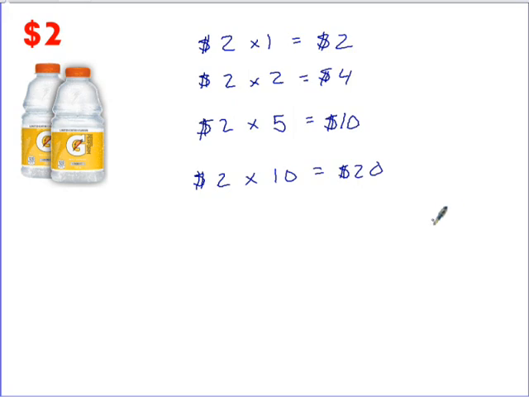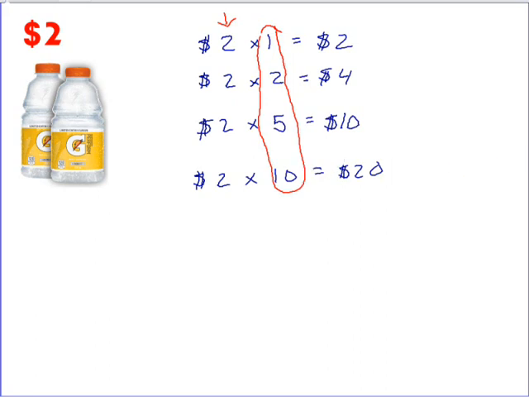This scenario is an example of direct variation. The total cost for your Gatorade is based on how many people are coming with you. As the number of people going on the trip goes up, the total cost that you're going to pay for Gatorade goes up. It's going to go up by $2 for every person because that's how much one Gatorade costs. So this is an example of direct variation. The total cost varies directly with the number of people that are going.